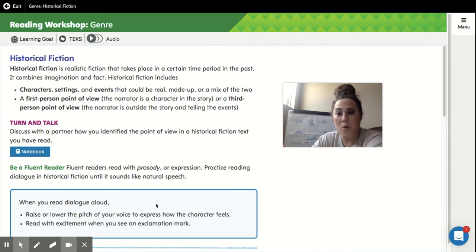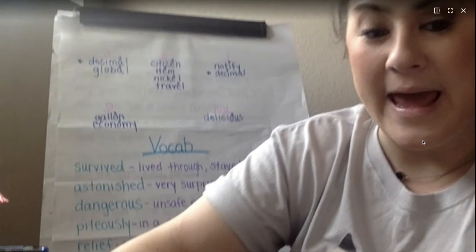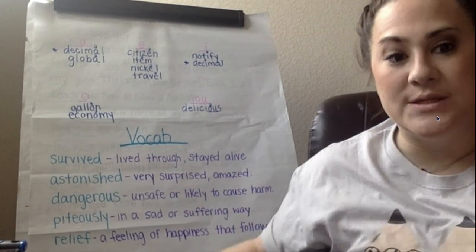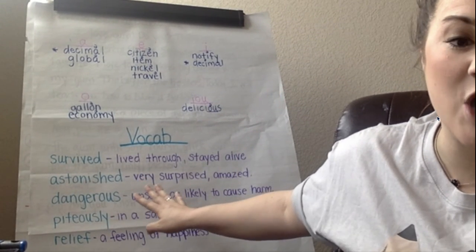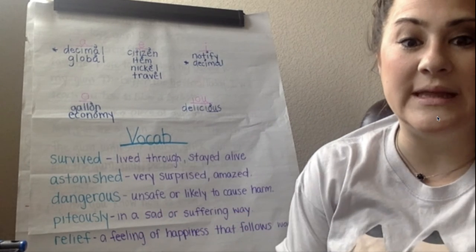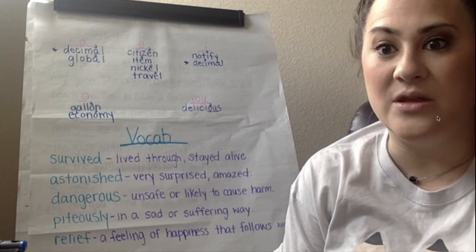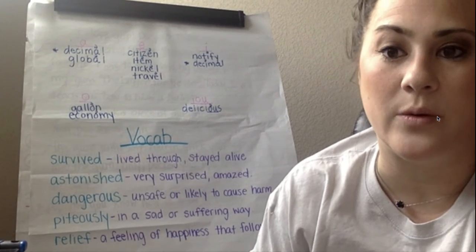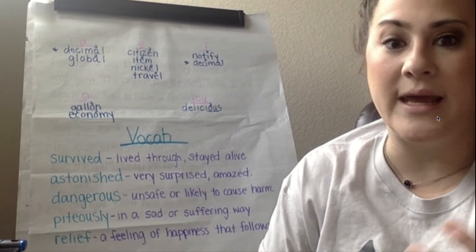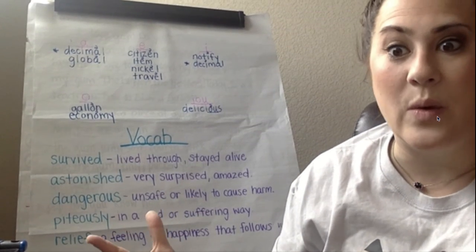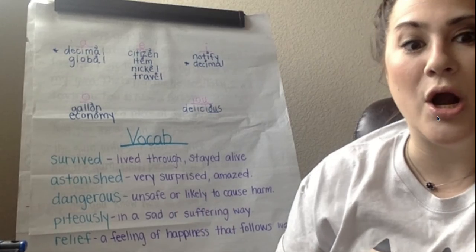Now, before we read the story, I do want us to go over some of the vocab. We have 5 words. We've got survived, astonished, dangerous, piteously, and relief. I went ahead and defined those words, but I want you to really familiarize yourself with these words before we read the story, so you're not getting stuck on these vocabulary words you don't know, and then it's taking away from what you are reading.